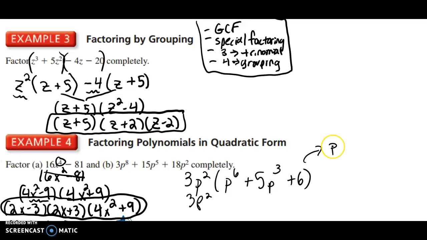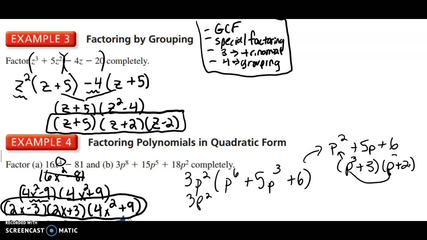If I were to rewrite it like p squared plus 5p plus 6, I'm pretty comfortable factoring this. In fact, it would be p plus 3, p plus 2. 3 times 2 will multiply to 6, and that will add to 5. And p times p is p squared, but I need to get p to the 6th. So if I change this to p cubed times p cubed, p cubed times p cubed will be p to the 6th, which will work.